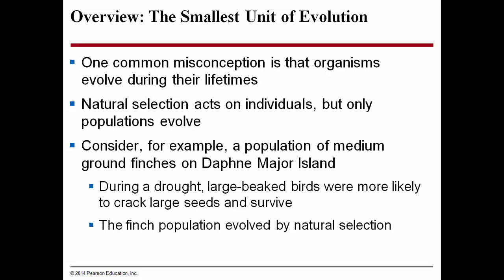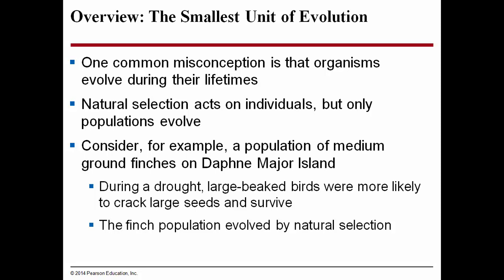The most common misconception is that organisms evolve through their lifetimes. In fact, organisms do not evolve, it's rather populations. Natural selection acts on individuals, but only if that individual can pass on those traits and those traits are beneficial does that population evolve. Consider, for example, a population of medium ground finches on Daphne Major Island in the Galapagos.